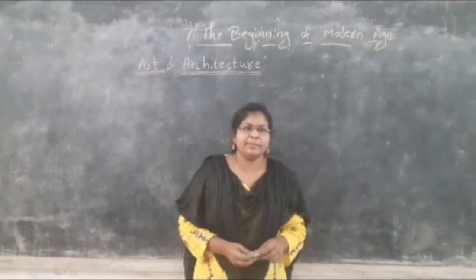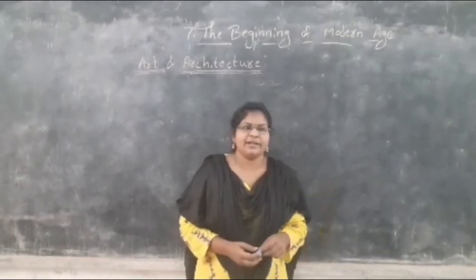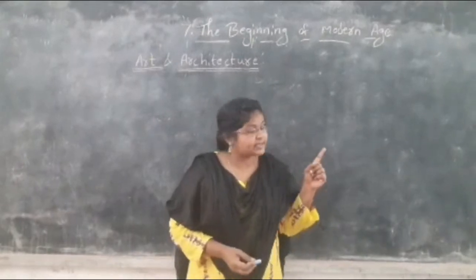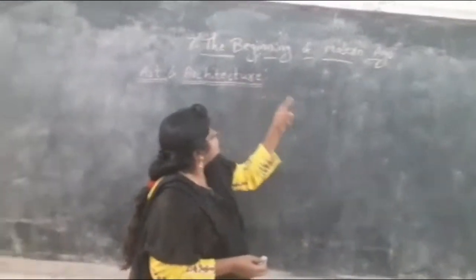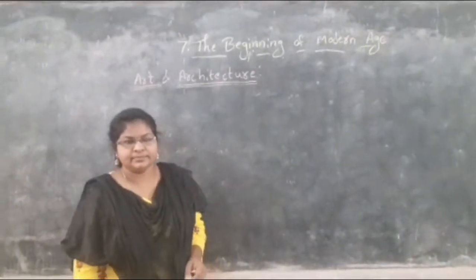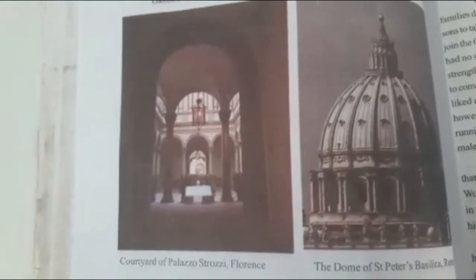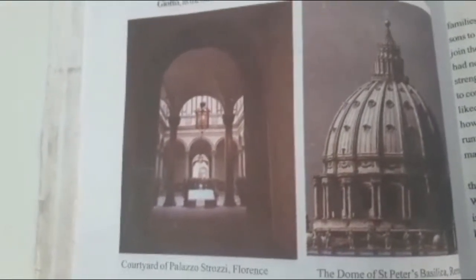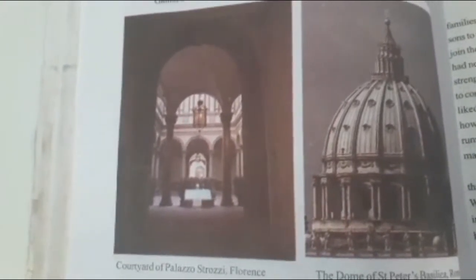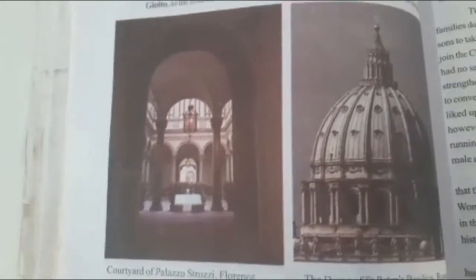Wealthy patrons played a major role in this artistic flowering. Okay, this is art and architecture, the beginning of the modern age lesson. The best architectural style that developed in Florence was the domestic palace that combined medieval, Roman and classical designs.